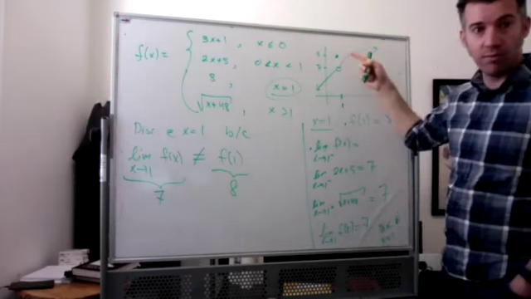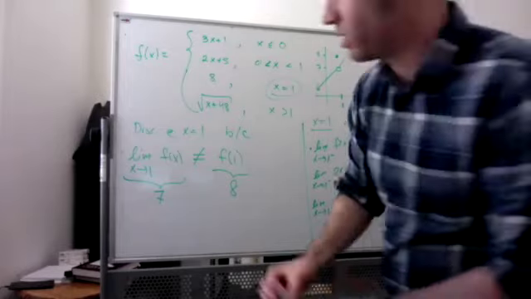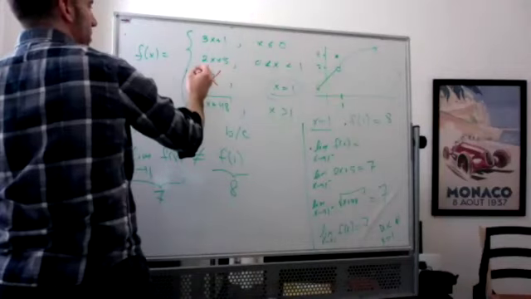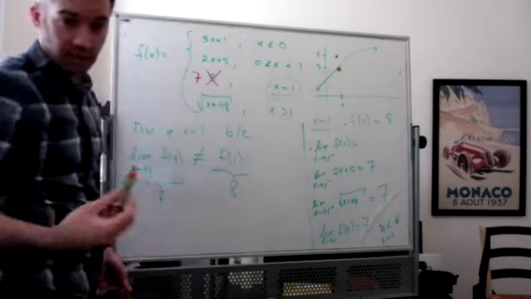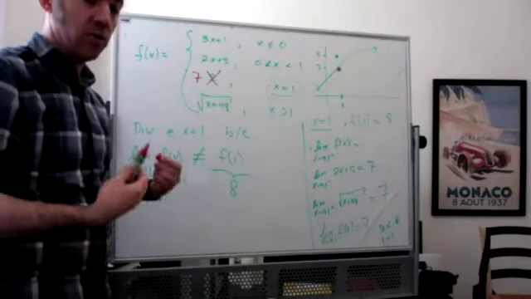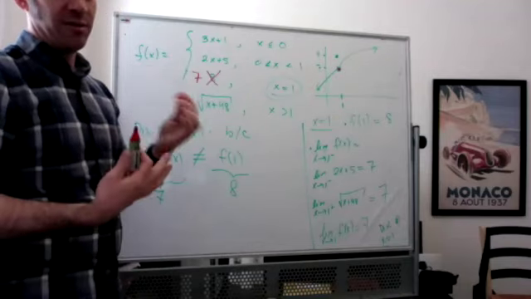So we have a point discontinuity, where if we decided to, we could redefine the function to be equal to 7 there, and that would make it continuous. So that's an example of a removable discontinuity, where if you fix just one point, you can make it continuous.